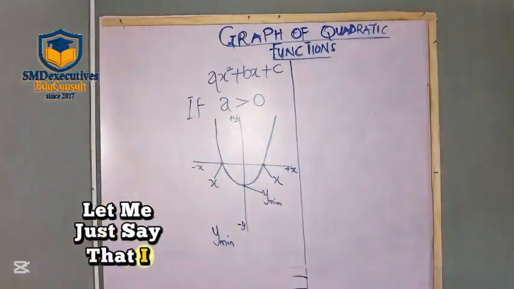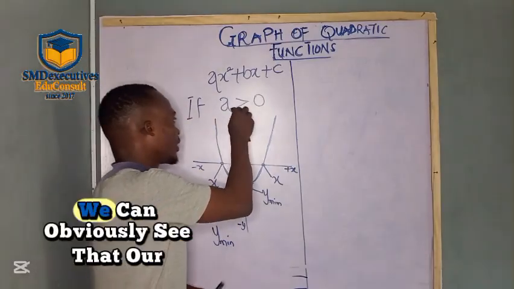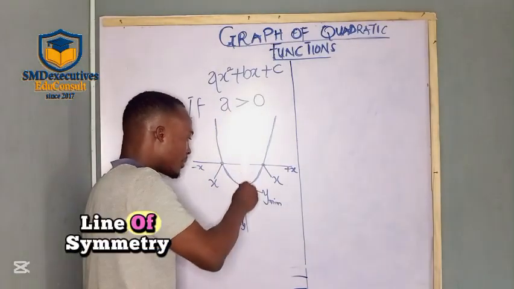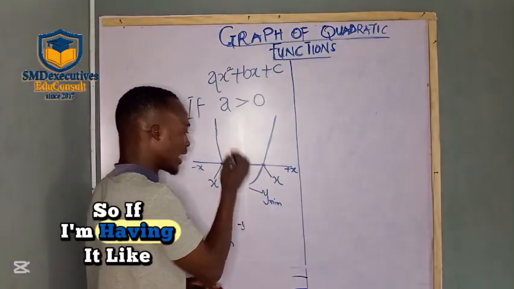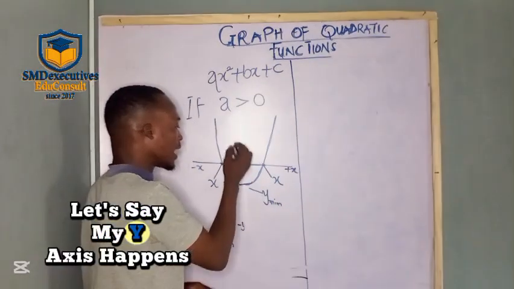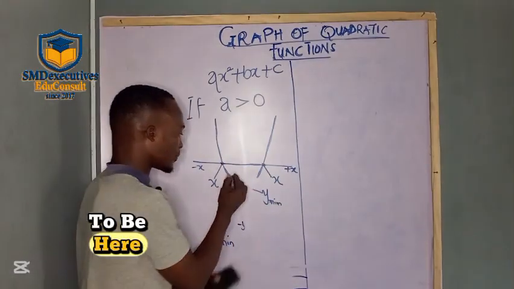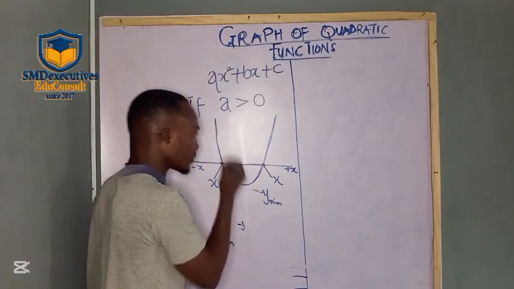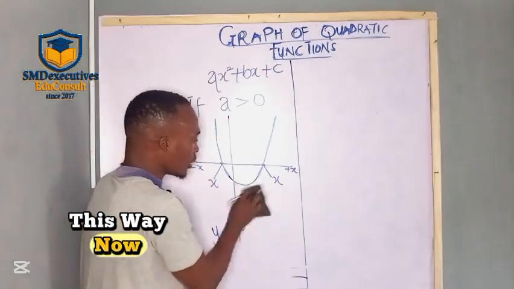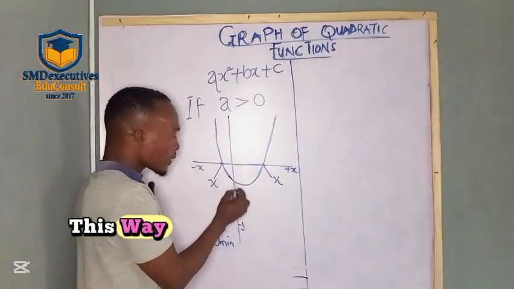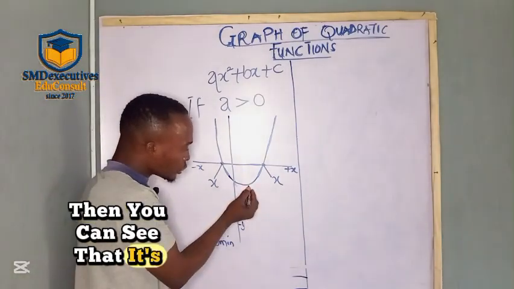Let me just say that I have it like this, so we can obviously see that our line of symmetry is not in line with that y. So if I'm having it like this, let's say my y-axis happens to be here. Let's have my y-axis this way. I think it should be better this way now. So if I have my graph this way, then you can see that it's shooting at the bottom.